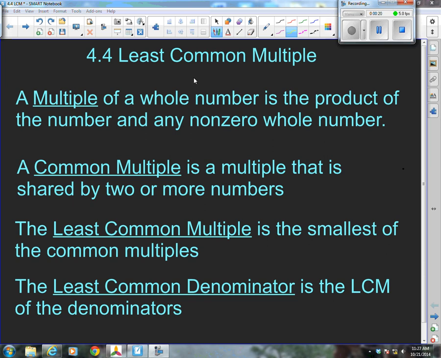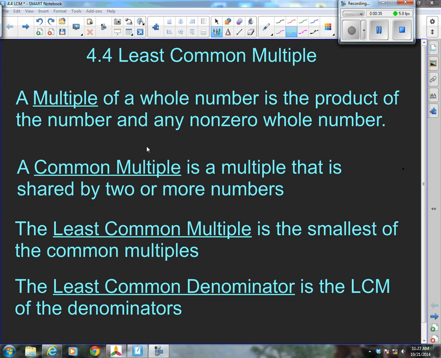Multiples generally are larger, whereas factors are smaller. Factors are the small things that multiply to make a big thing. Multiples are larger things, okay? That's a way to differentiate in your head what a factor is and what a multiple is.